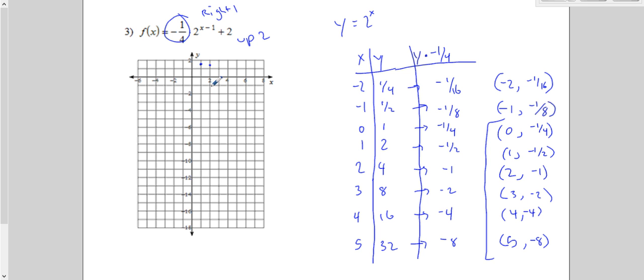2, negative 1, right 1 up 2. 3, negative 2, and then right 1 and up 2. Sorry, 3, 4, and negative 4, right 1 and up 2. 5 and negative 8, and go right 1 and up 2.